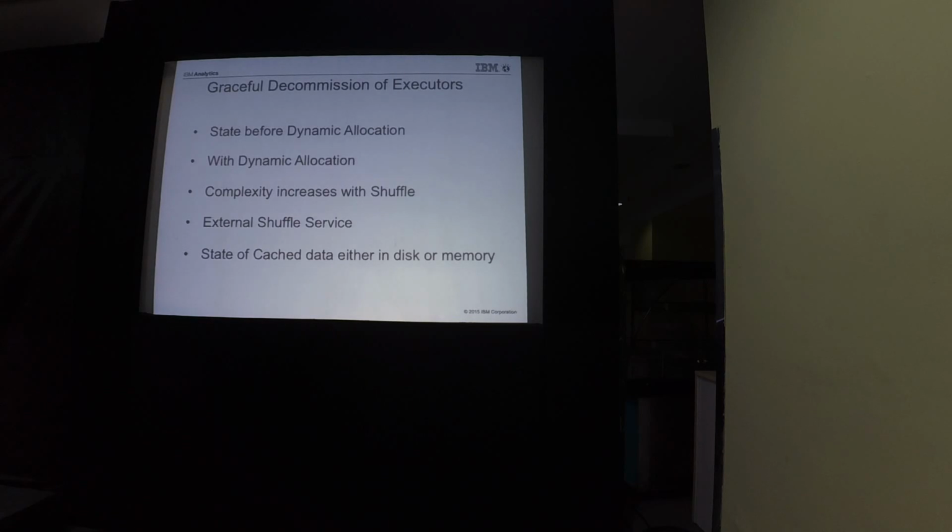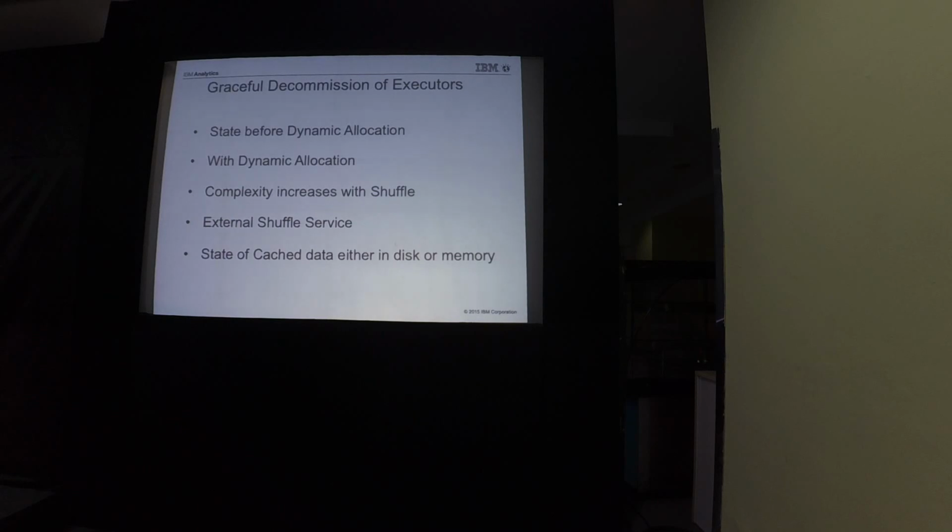There's something called graceful decommission of executors. Okay. So the executors, how are they gracefully decommissioned? Let's say, what is the state before dynamic allocation was done? That is before Spark 1.2.